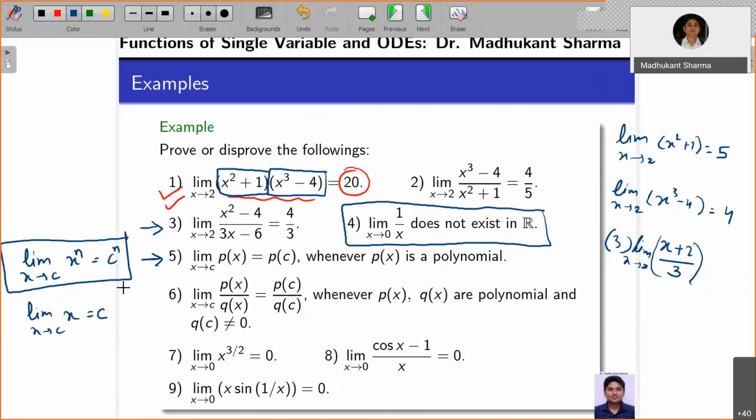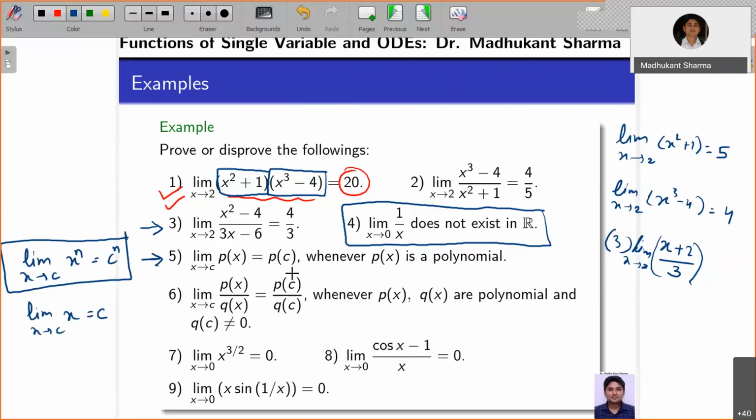Next you can use the result from the algebra of limits. You know that limit x tends to c of f into g is the product of their individual limits. So x is sitting as a product n times, so the limit is also c into c into c, n times, if you use the algebra of the function. So limit x tends to c of x to the power n is c to the power n. Now you can use the sum of two functions.